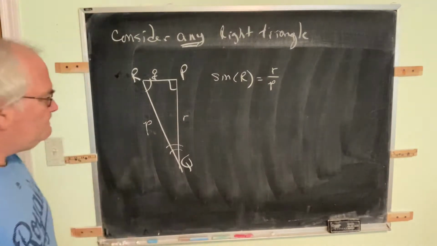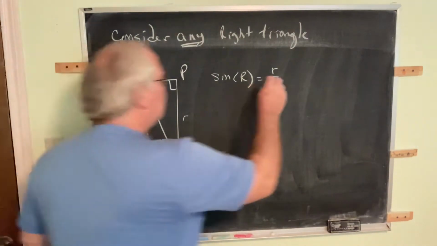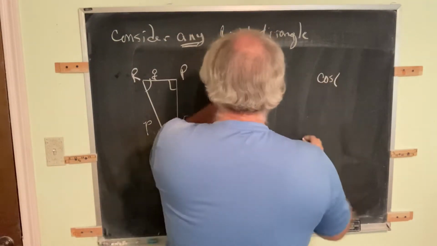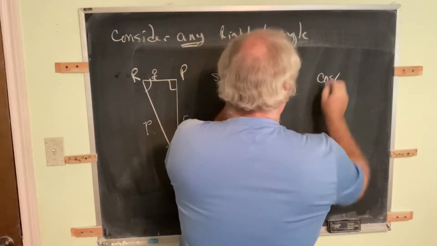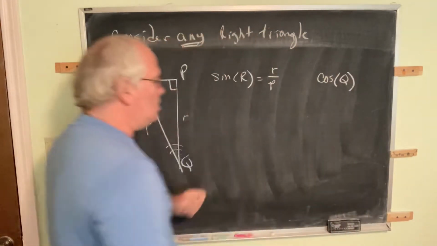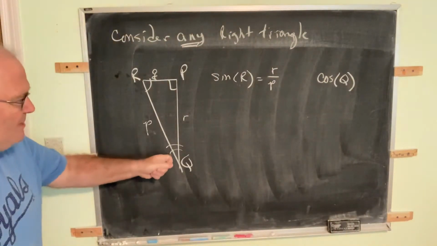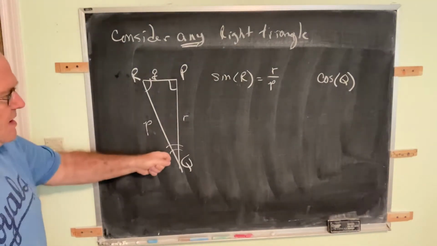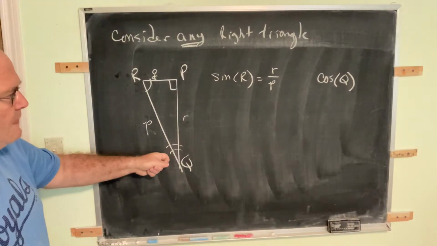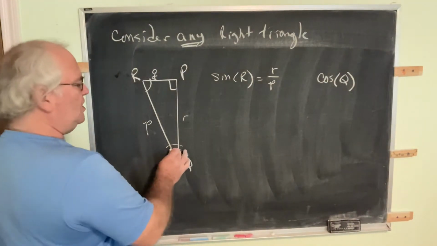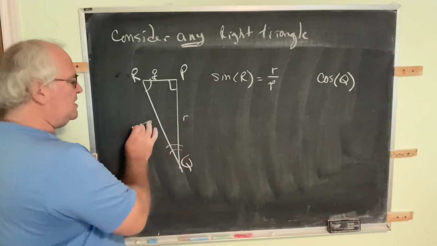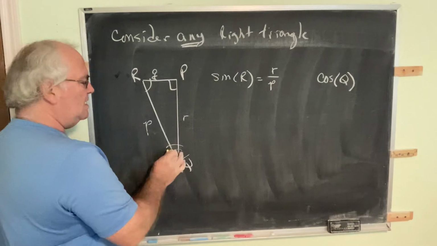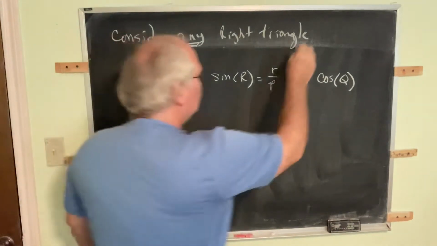But now, consider now cosine, not of r, but consider cosine of q. Consider cosine of the opposite angle. Not the other angle. Here's r, this is q. What is cosine of q? From the perspective of q, this is still the hypotenuse, this is the adjacent, this is the opposite. And what do we know about cosine, SOHCAHTOA?